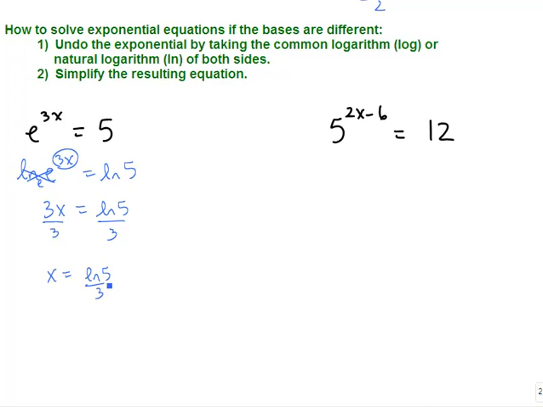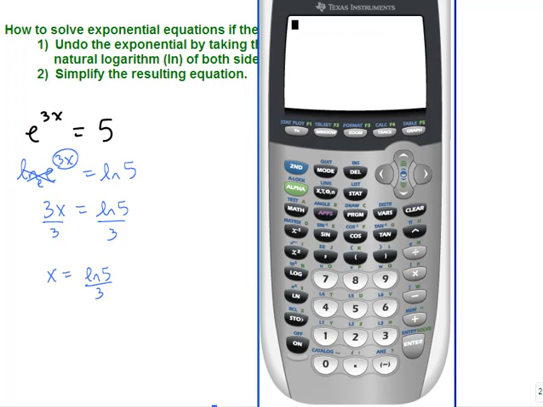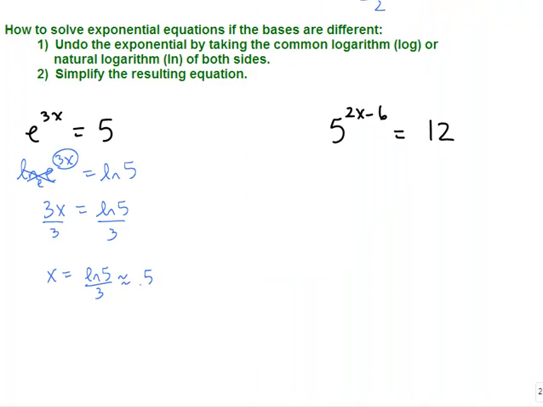To figure out what that is as a decimal, we're going to use our calculator, and you're just going to use your ln button, and we want ln of 5, close the parentheses, divide by 3, and giving 4 decimal places, rounding up here, I'm going to need 0.5365. So this is equivalent to 0.5365. If an instructor asks for an exact value, then you would leave your answer with ln still in it. If they ask for an approximation, then you're going to give the decimal value.